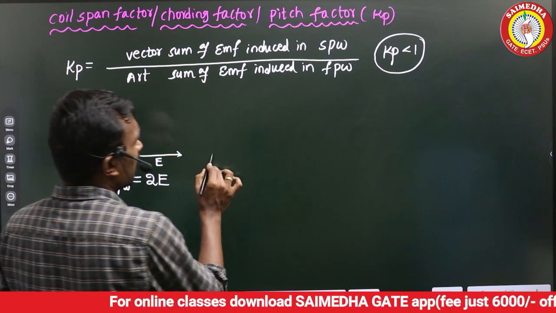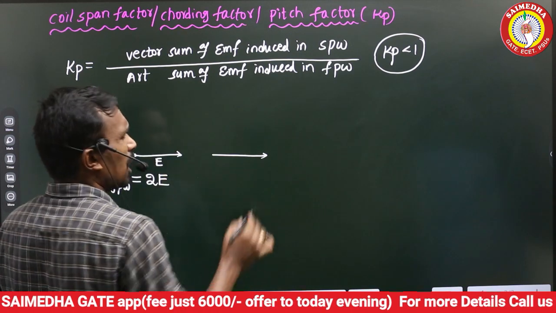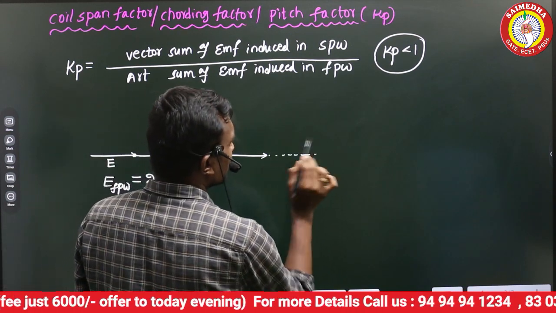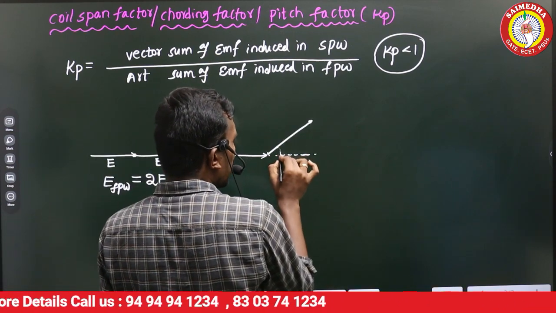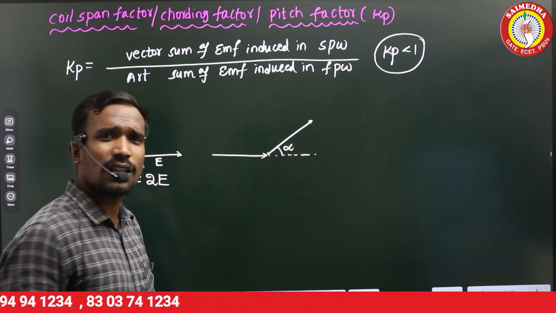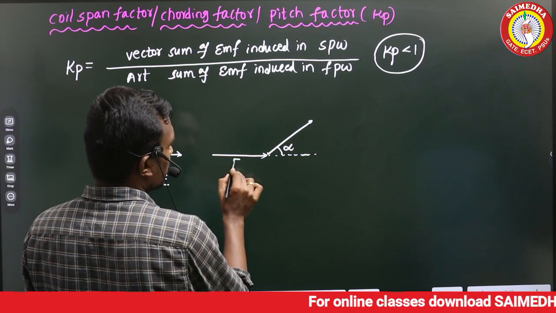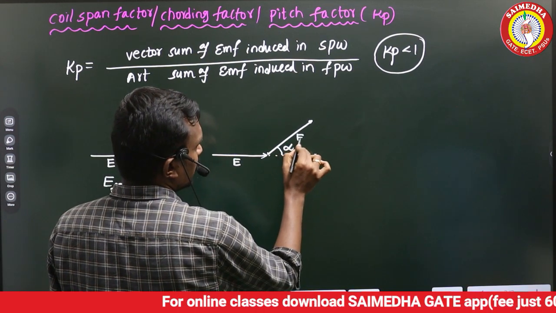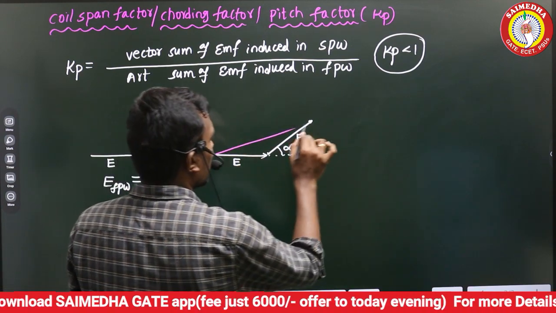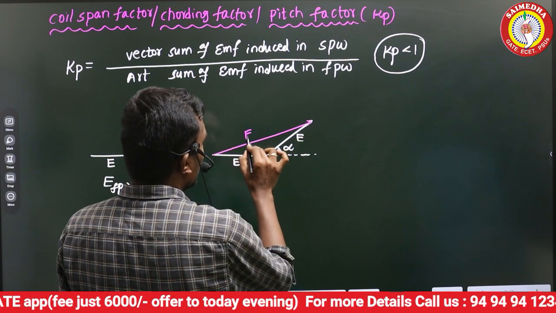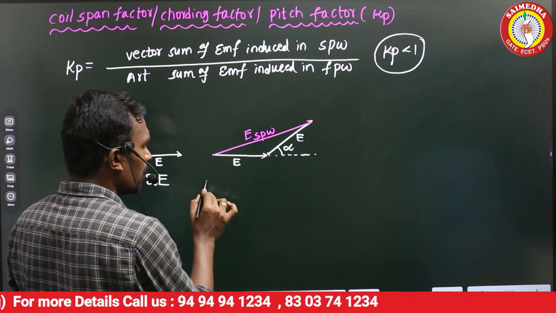Let's see. For example, now I have a short pitch winding. In a short pitch winding, the two slots are not in phase with each other. Those two slot EMFs are displaced by a small angle, which is called alpha. For example, the EMF induced in this slot is E and the EMF induced in this slot is E. What is the sum of these two? We need to take a vector sum. This is the EMF induced in the short pitch winding. Yes, can you tell me what that is?